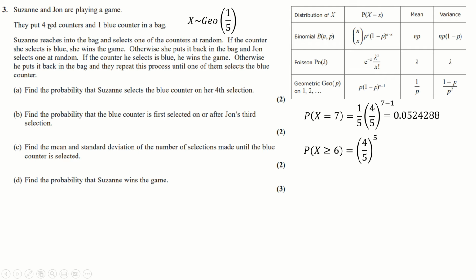The probability of getting a red is 4/5. If you just get 5 reds in a row, it doesn't matter what happens after that. 5 reds in a row means the first 5 goes don't work, and then it would just be the 6th. So we could just use that formula if we want to. There are other ways of doing that, of course.